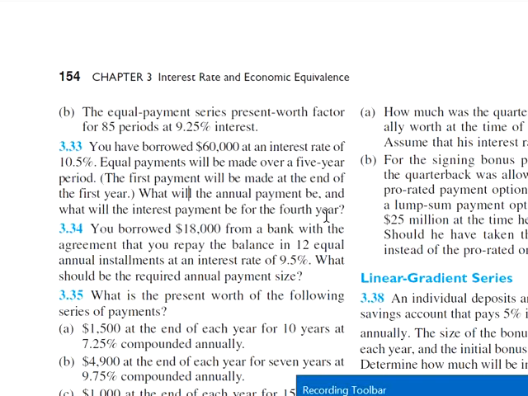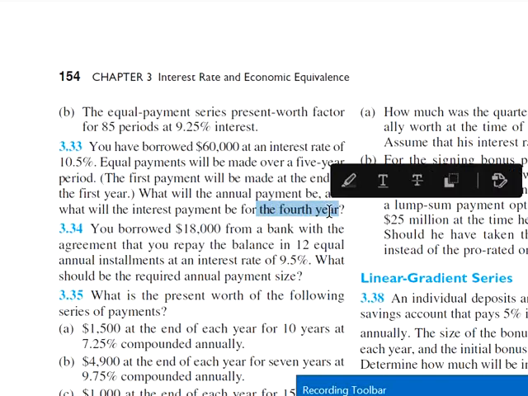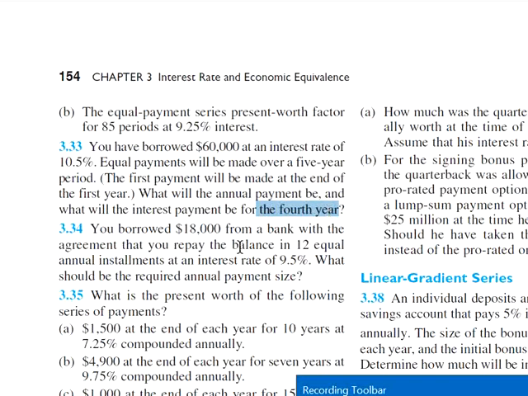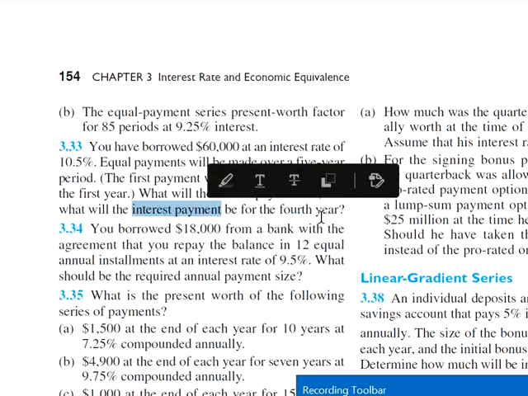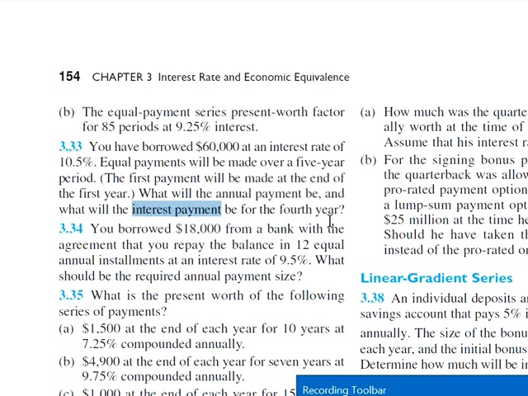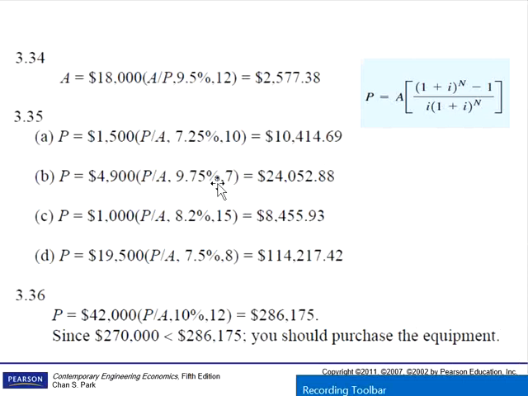What will be the interest payment for the 4th year? The question says not in 4 years, but in the 4th year, how much was the interest payment? How can we find out? If we know our installment for a year, and out of that how much is the principal and how much is the interest. If you don't understand what I am talking about, again you can go back to 3.4 and look at that question again.